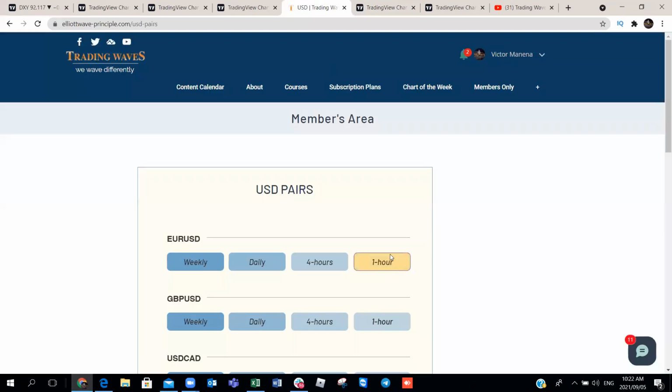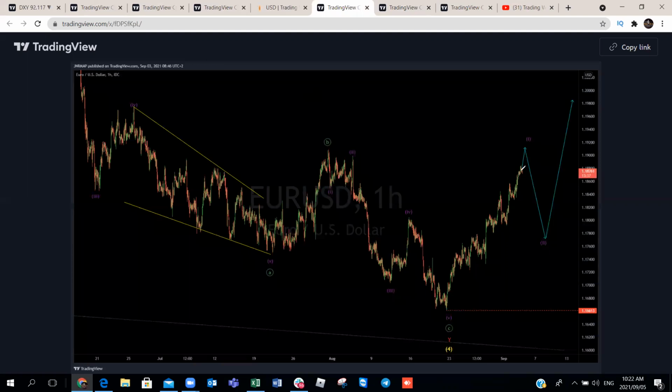If you look on the 1 hour chart here on the Euro, this is what we're expecting, a bit of a push to the upside, but we are eventually going to look for at least a three-wave pullback that could come back at least to the 50 to the 61% of this original move here. So expect a bit of a pullback. That's what we're looking at on the Euro.